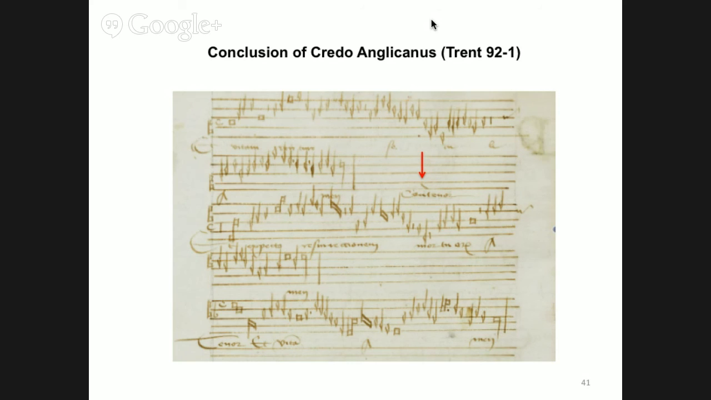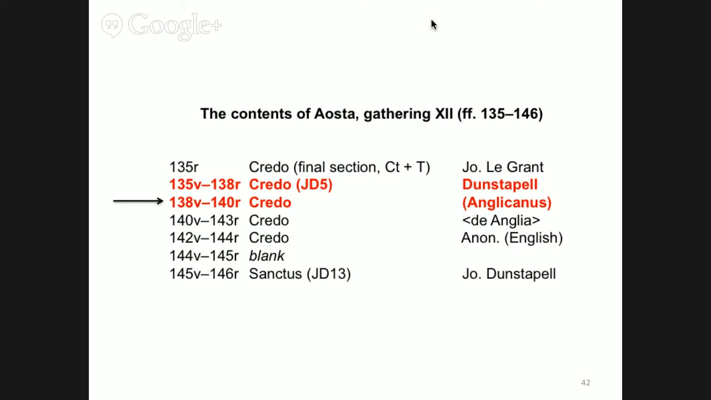Aosta, like Trent 92.1, is well known for its transmission of a large quantity of English music. Such is the concentration of this repertory within just a few gatherings that they have become known collectively as the English Layer. In one of these gatherings, JD5 and the Credo Anglicanus are adjacent and presented in that order. The first page of the gathering is occupied by the closing section of a continental work begun in the preceding gathering. But the rest of the gathering is occupied by five English works, two with ascriptions to Dunstable. As in Trent 92.1, it would be difficult to find a manuscript context more encouraging of the idea that an anonymous work is by him.